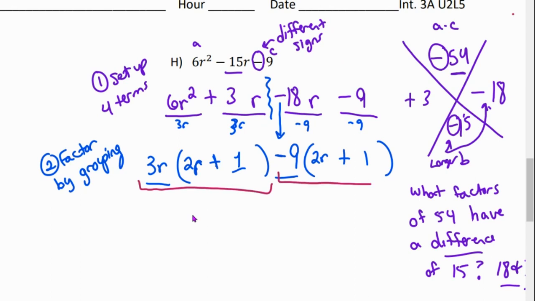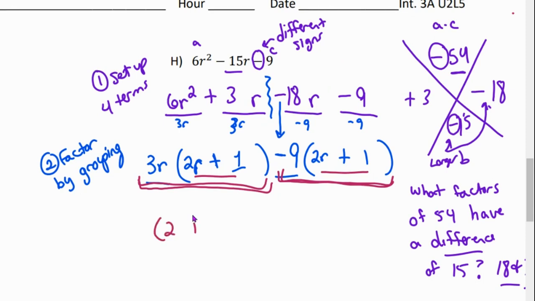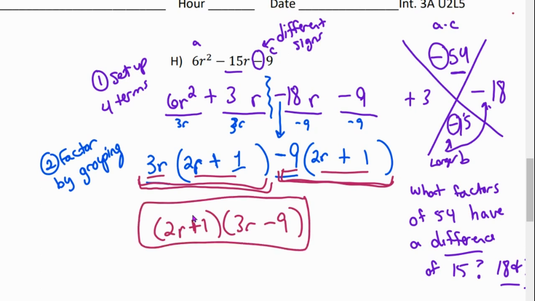Now, think of this as one term. Think of this as one term. What do they have in common? The 2r plus 1. So that's basically the greatest common factor between these two groups. So factor out that 2r plus 1, and then put the 3r minus 9 together. So check it. These are your binomial factors.